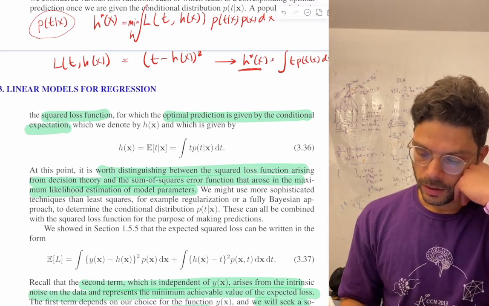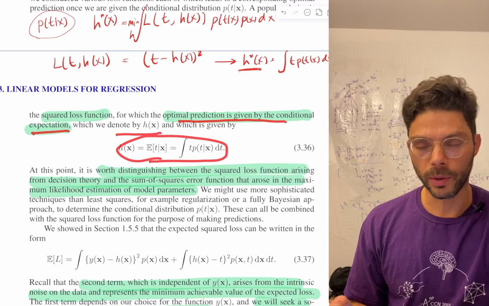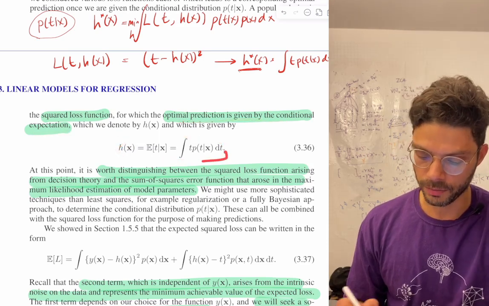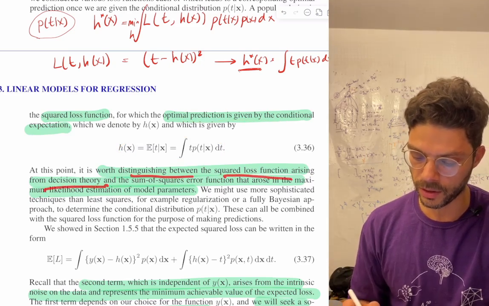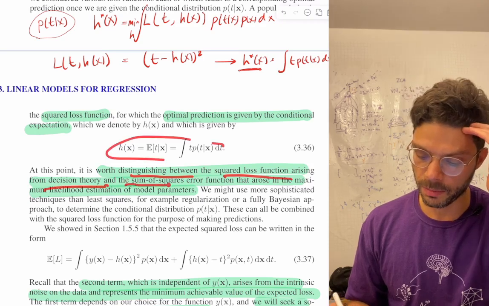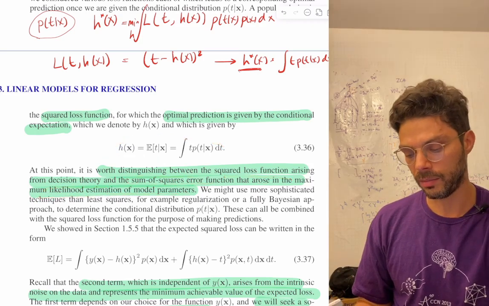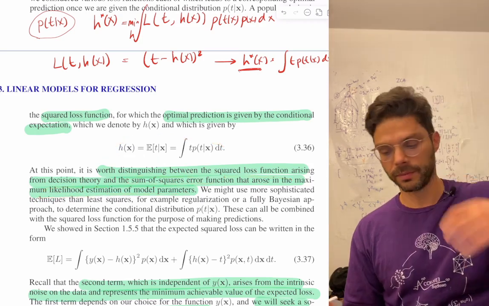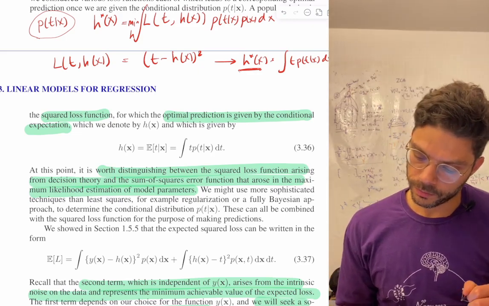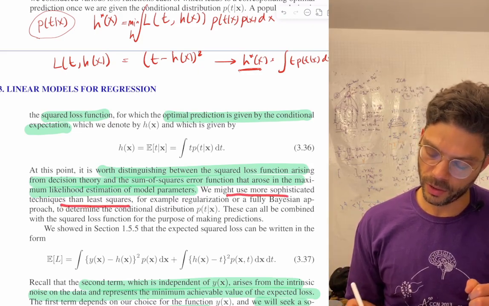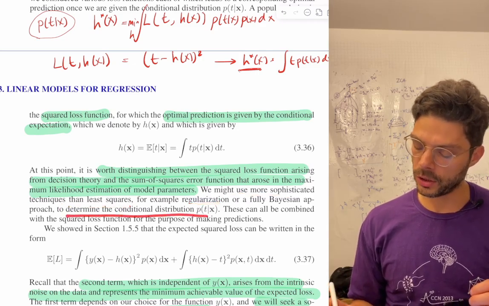Okay. The output prediction is given by the conditional expectation, which we denote by h of x, and which is given by this. So if you're using a squared loss, you want to report the conditional mean. At this point, it's worth distinguishing between the squared loss function arising from decision theory and the sum of squares error function that arose in maximum likelihood estimation of model parameters. So these are just completely different things. We might use more sophisticated techniques than least squares, for example, regularization or a fully Bayesian approach to determine the conditional distribution P of t given x.